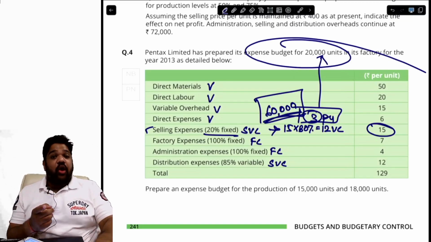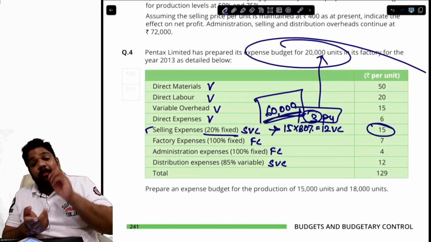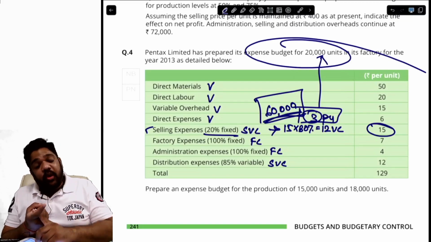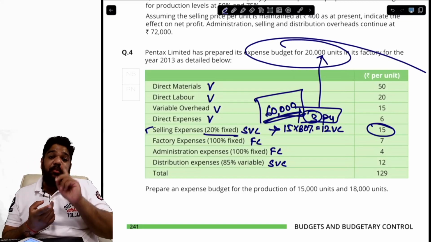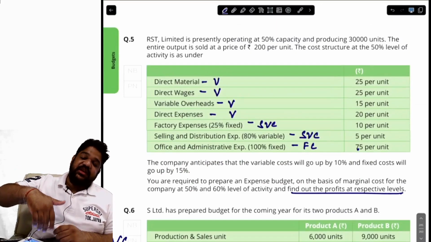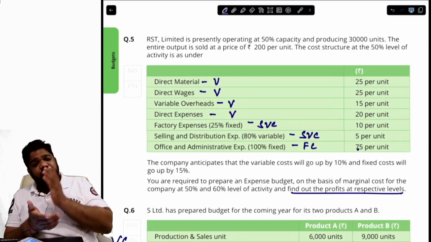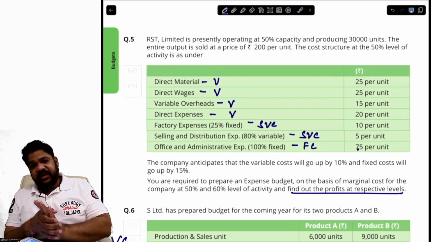Now, to add to it, fixed cost expressed on totality is also modified on a totality basis. Variable cost expressed on per unit is also modified on a per unit basis, which is actually the next question after that. Any changes that you're going to make have to be done for variable cost on a per unit basis, for fixed cost on a totality basis. Keep that in mind.